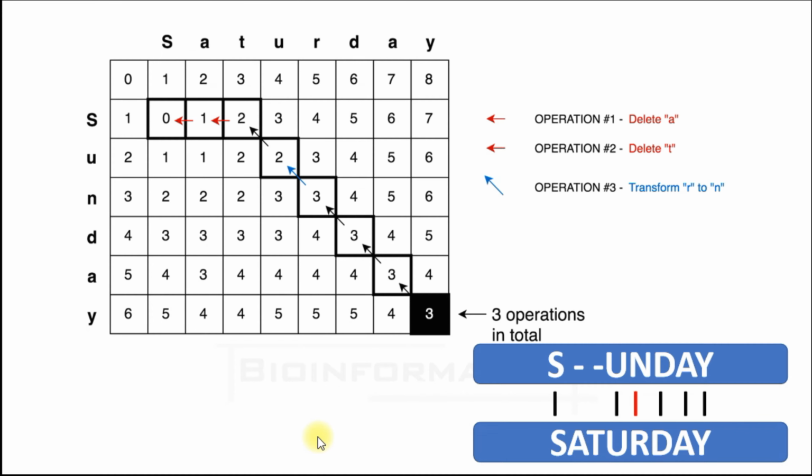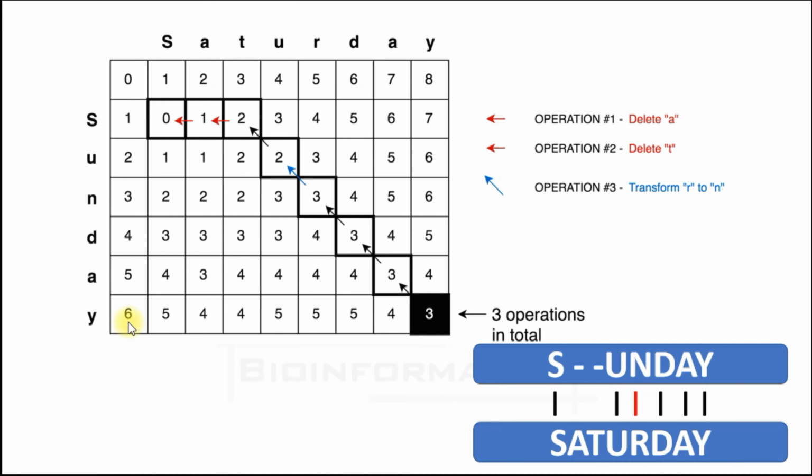Let's see alignment of two sequences, be it Saturday and Sunday, the most awaited day of weeks. We will fill first row and column with numbers starting from 0 till the sequence ends, like it is 8 for Saturday and it is 6 for Sunday. Now we will start filling the matrix.